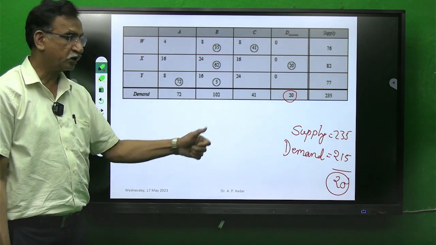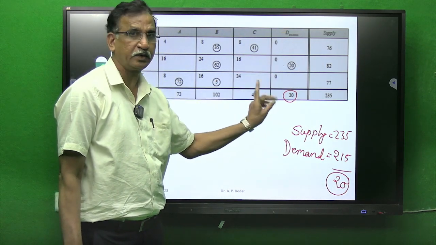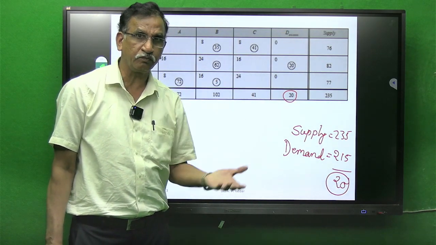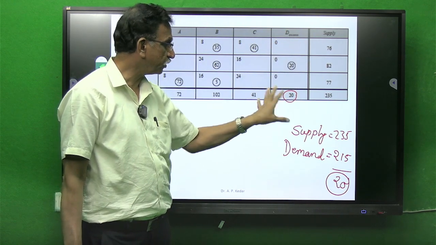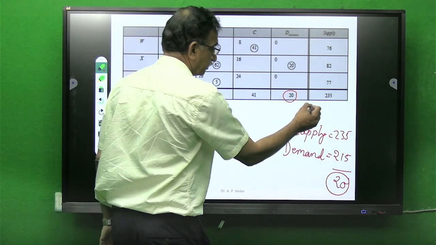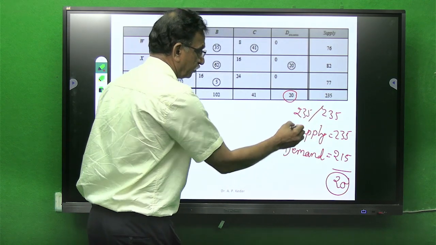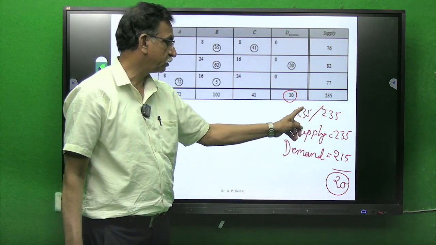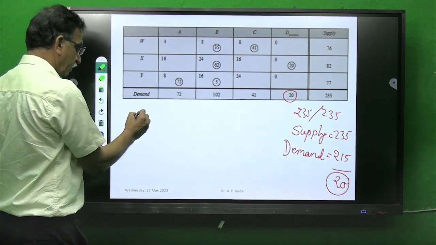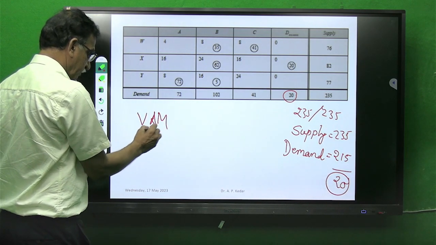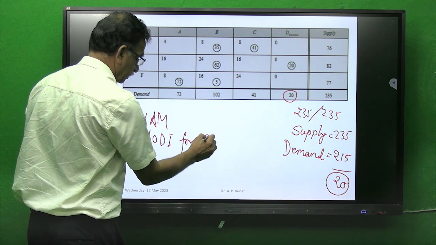I have explained this concept in my earlier lecture also. So you have to add dummy demand. This dummy demand is added, and since this is dummy, you have to put the cost value 0. Now once this is done, this has become a balanced transportation problem. So total supply 235, total demand 235, and then normally apply first VAM, then MODI for optimization.